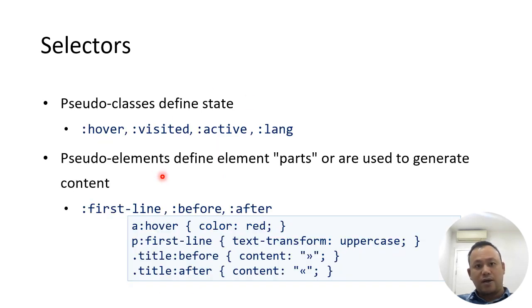Selectors are allowed to define states of pseudo classes as follows: hover, visited, active, and lang, which means language. Pseudo elements define element parts or are used to generate content, for example first-line, before, after.